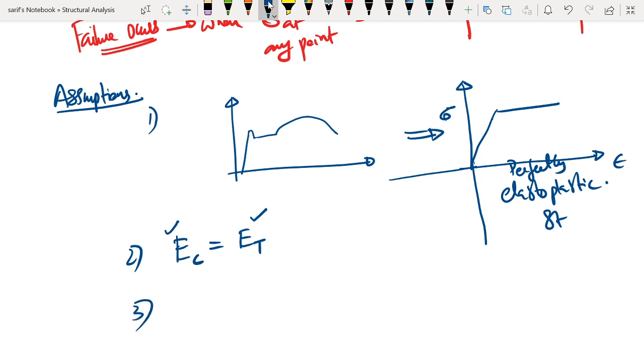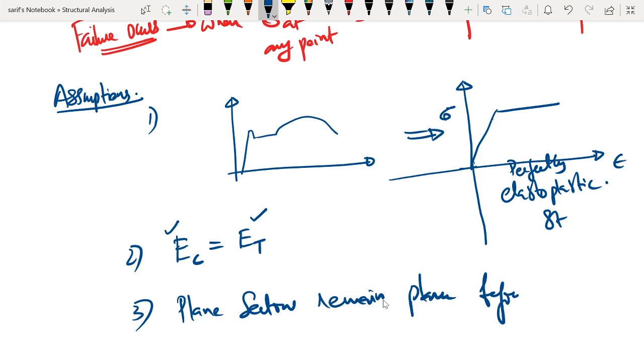The third assumption is the same assumption that we have learned in our elastic analysis, or the theory of pure bending. That is, plane sections remain plane even after bending. So plane sections remain plane before and after bending. So this is another assumption that we have.